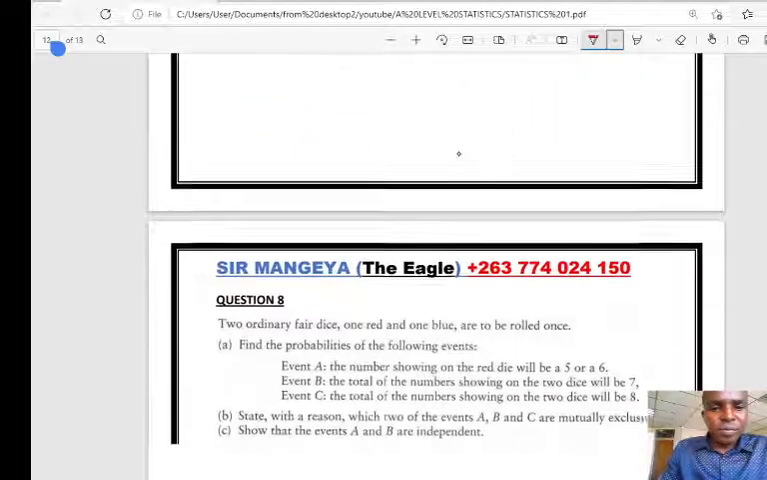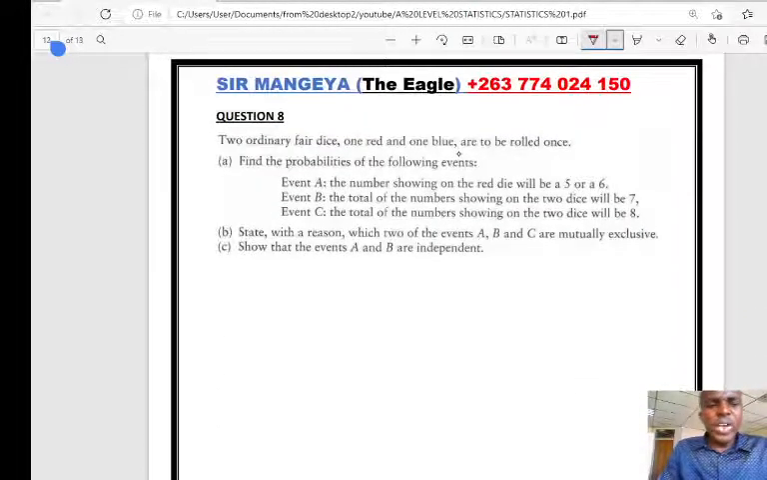Next question. Question number 8. 2 ordinary fair dice, one red and one blue, are to be rolled once. Find the probability of the following events. Event A, the number showing on the red die will be a 5 or a 6. Event B, the total of the numbers showing on the 2 dice will be 7. Event C, the total of the numbers showing on the 2 dice will be 8.